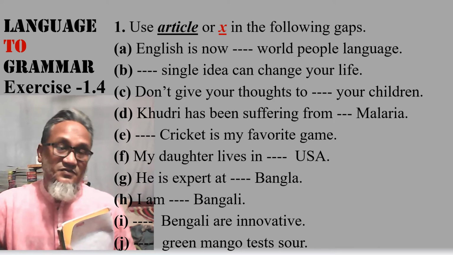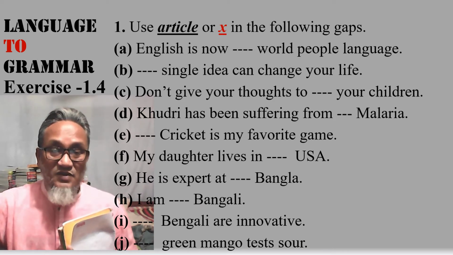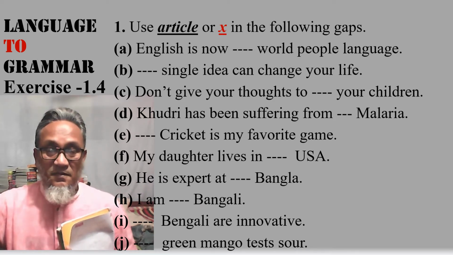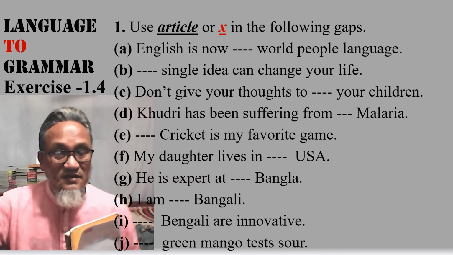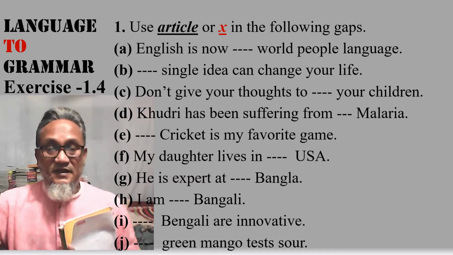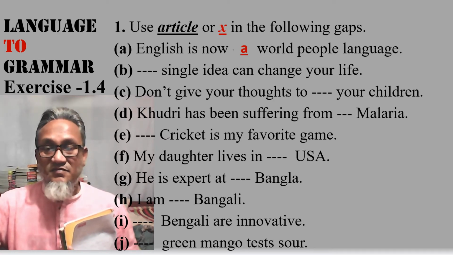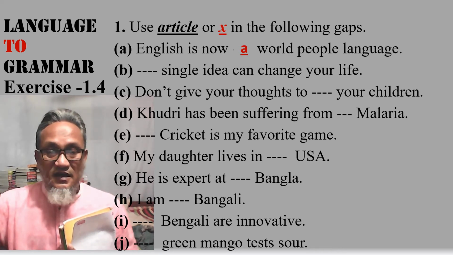Pause the video and use an article in this gap, and play the video and compare your answer with my answer. English is now dash a world people language. Language is used here as a countable noun. That's why we use a here. Dash a single idea. This a is used for idea. Though idea is uncountable, it is used here as countable.